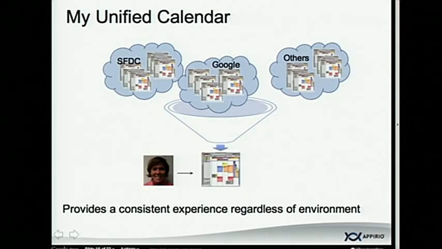So at Genentech, we obviously use Google Apps. We also use Salesforce.com. So we've got two major pieces of our infrastructure in the cloud. And one of the pieces of feedback that we got from our sales force, our commercial organization, was that they're having to manage too many calendars.